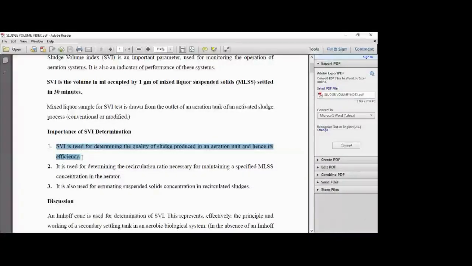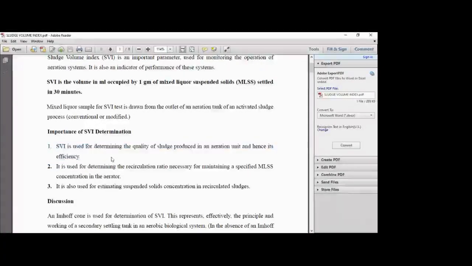So when we say that we are going to find out the efficiency of the aeration tank, it means we are going to find out the efficiency of the biological treatment unit, because your ASP is a biological treatment unit or secondary treatment unit. In secondary treatment, we do some biological treatment. So this is one of the very important parameters, or you can say the only parameter, which will tell us the efficiency of the biological treatment in very little time. So this is very, very important.